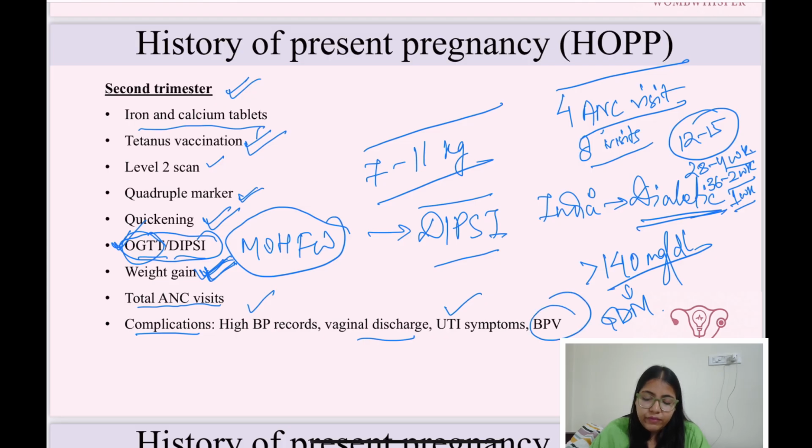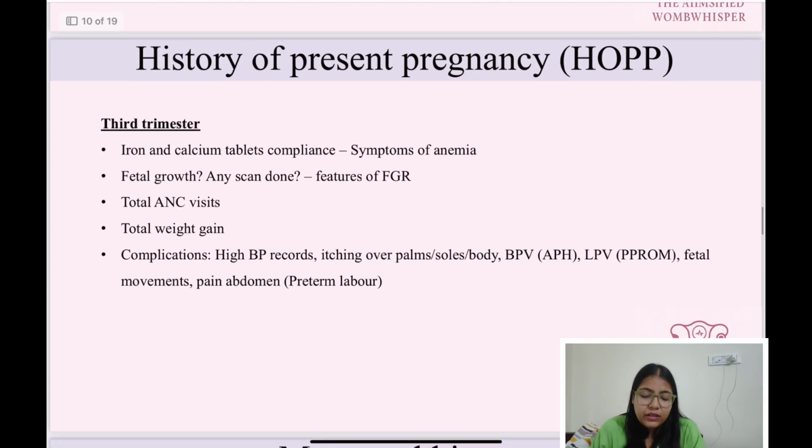Now 3rd trimester: iron and calcium tablets, whether she is taking them regularly or is compliant or not, if she had any anemia or not, and if the dose of iron tablets has been increased or not. And in the 3rd trimester we do a fetal growth scan, so you ask her if any fetal growth scan was done or not.